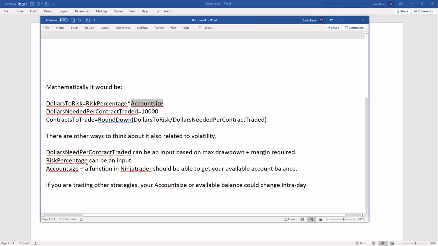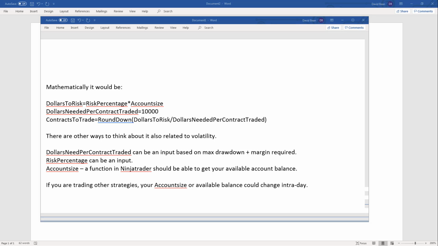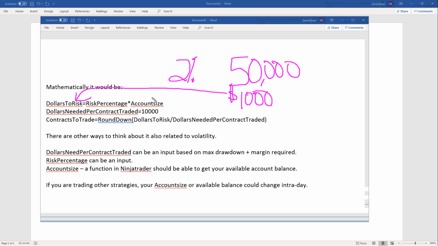There are limitations to that. If you're trading other strategies, your account size or available balance could change intraday. So you have to take that into consideration. But in general, the dollars to risk are risk percentage times account size. So say you have a 2% risk and you have a $50,000 account, your dollars to risk on that trade are $1,000. You can risk $1,000 on that trade.